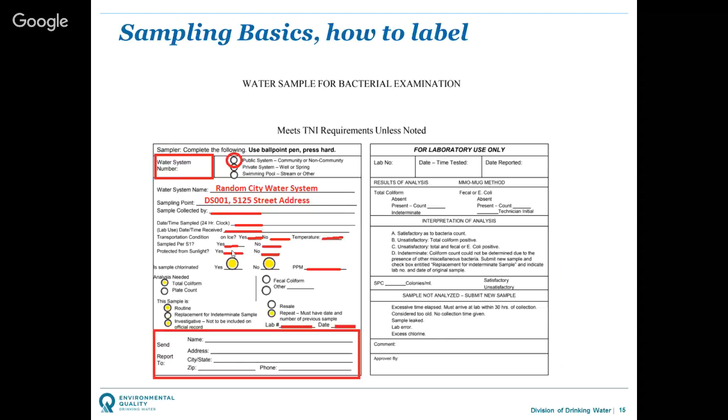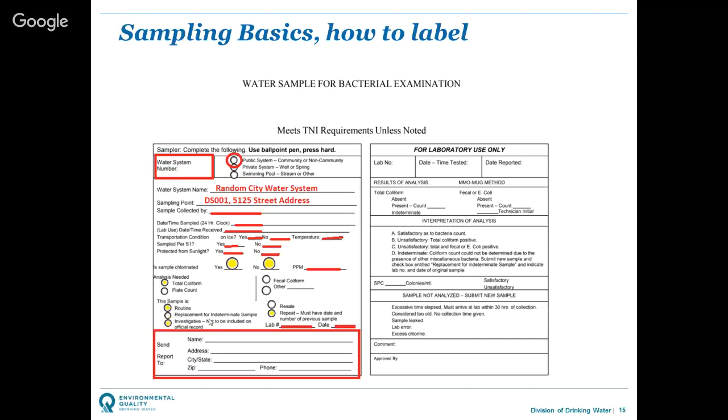Sampled per S1, protected from sunlight. These are all sort of check marks here. Sample chlorinated, yes or no. Good time to grab a Myrtle residual. Analysis needed, making sure you have the coliform. You'd use that fecal we no longer look at. This is a big one, making sure you check it correctly.